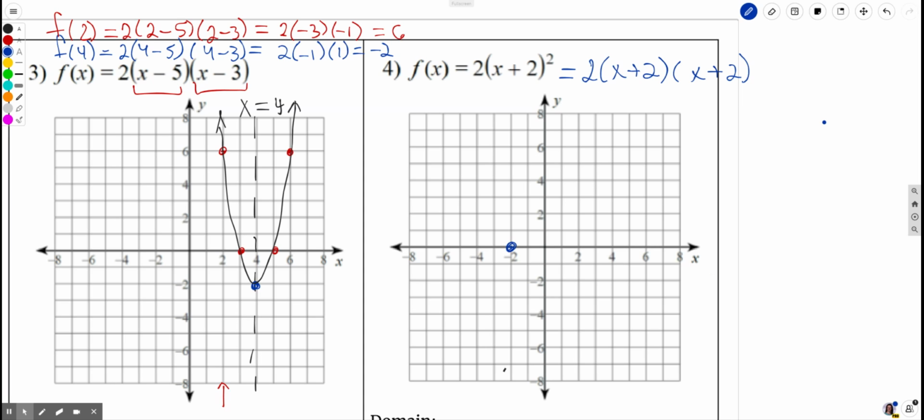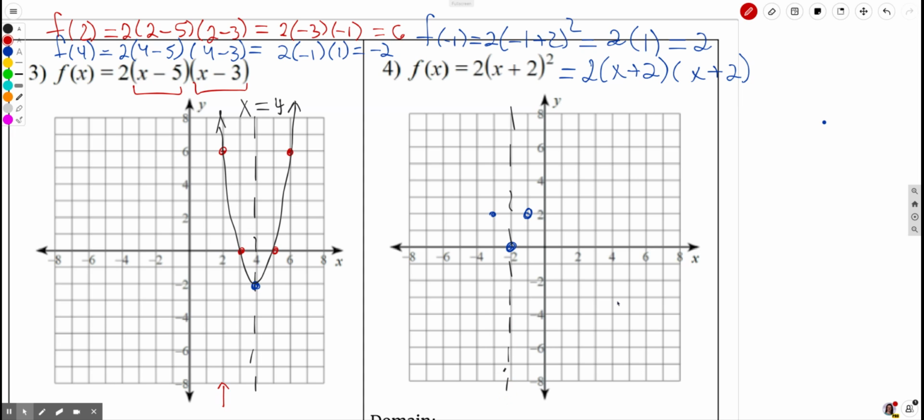So that means we have to do quite a lot of work to figure out what other points are on our parabola. So we're going to go ahead and substitute in a negative 1 into our function, and we end up with negative 1 plus 2 being squared, and that's just 1. So 2 times 1 is 2. So when x is negative 1, our y value is 2. And using symmetry, because remember that our parabola is perfectly symmetrical and that axis of symmetry will always pass through the vertex.